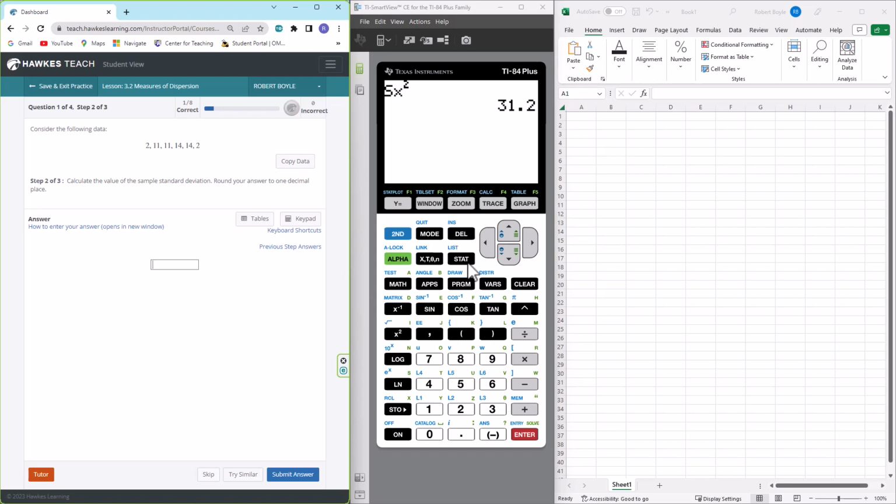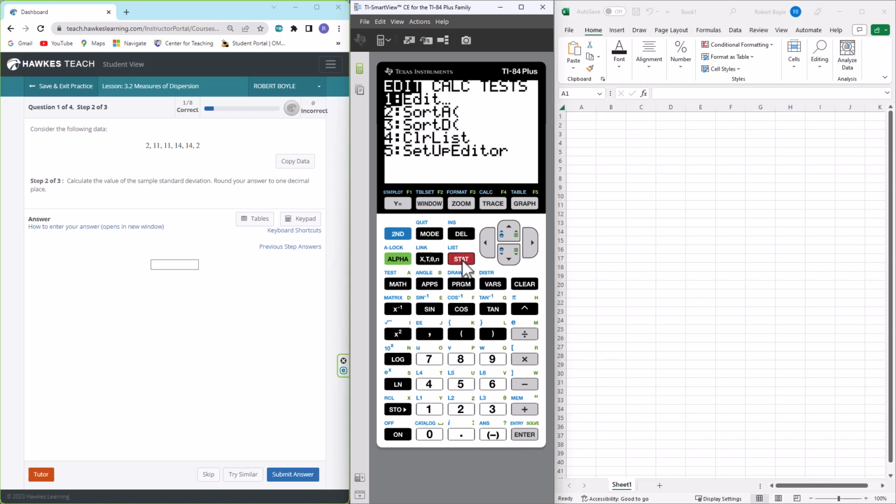Okay, well, let's go back into Stat. There's a couple things you could do. You could go ahead and hit second, square root, highlight 31.2, hit enter. It puts it in there, hit enter again. That's your answer. Or you could just go back into Stat, go to Calc, first variable statistics. There it is, the exact same value.